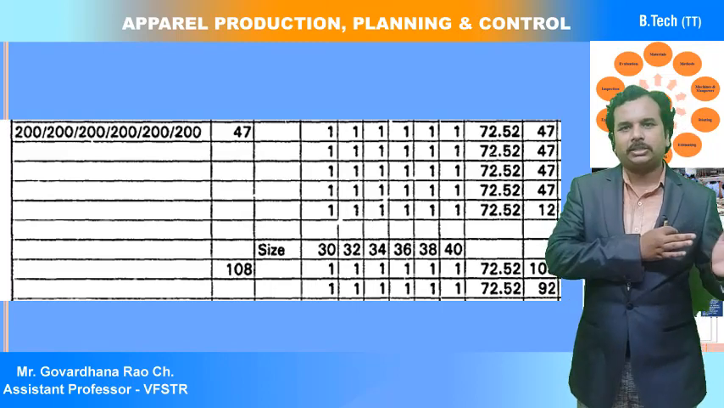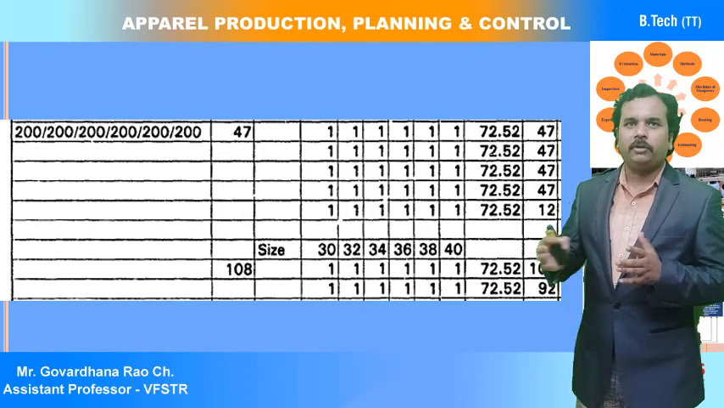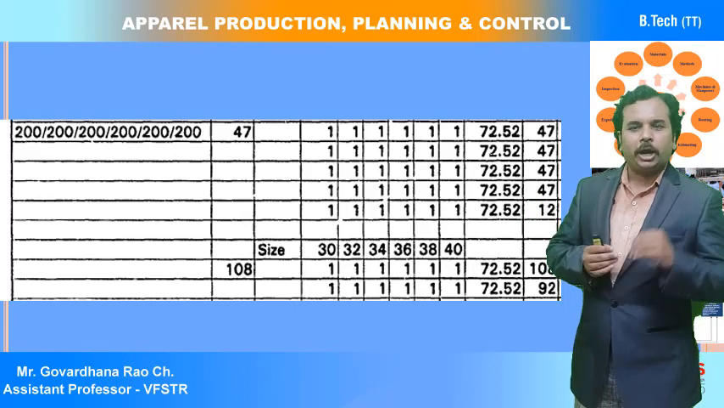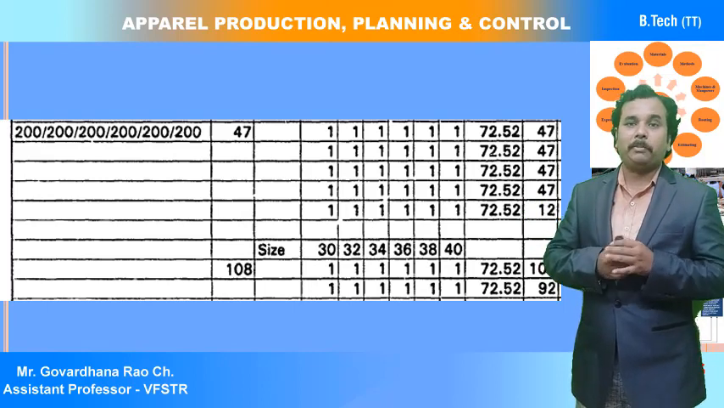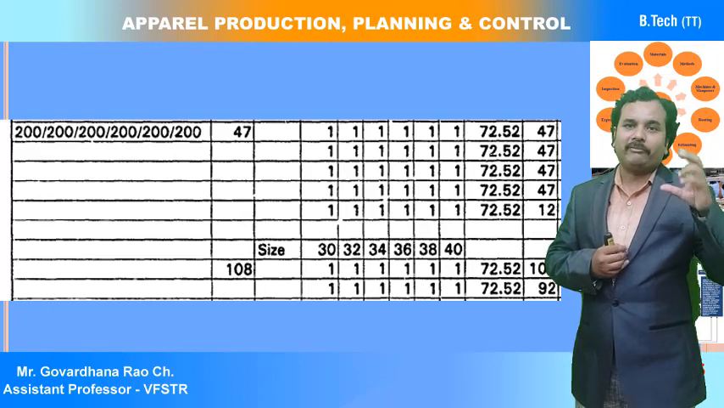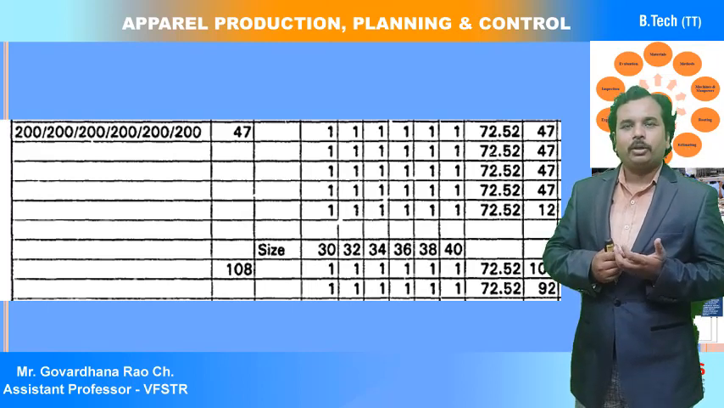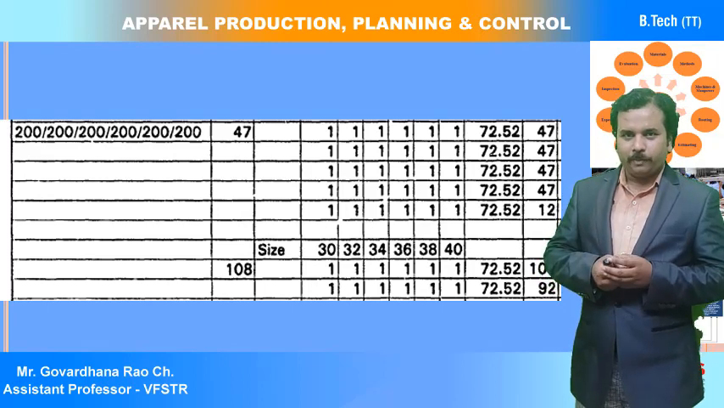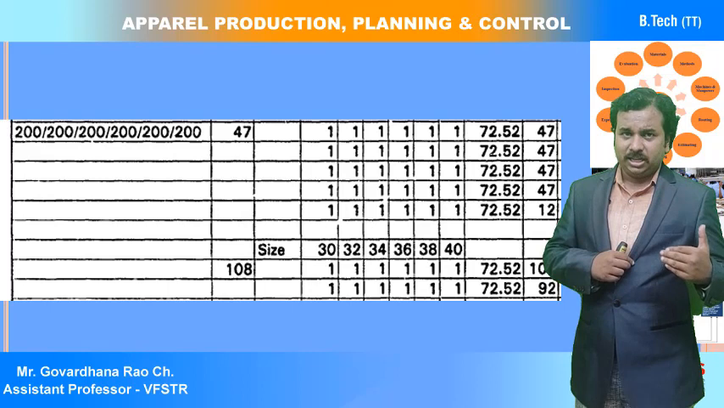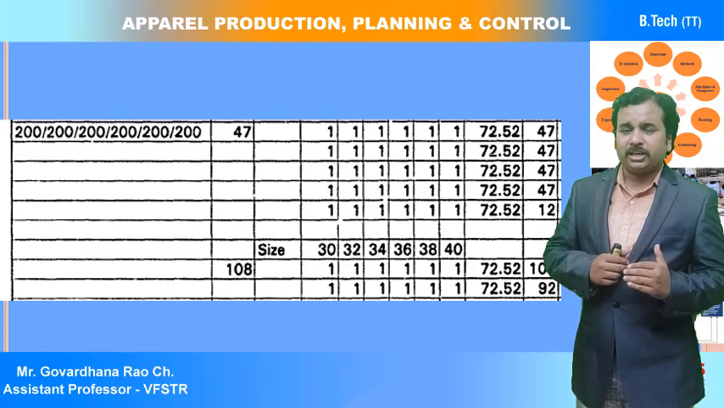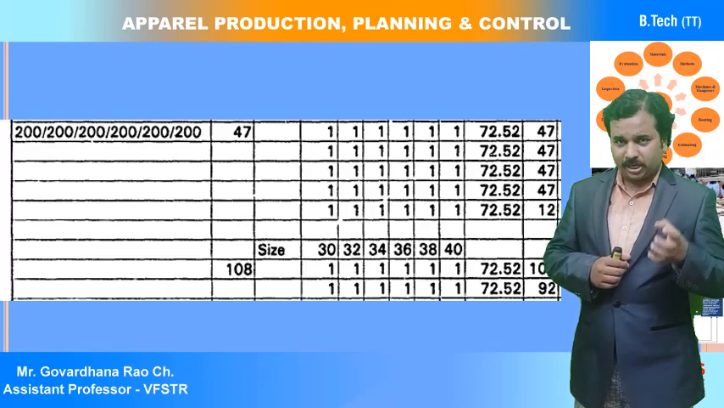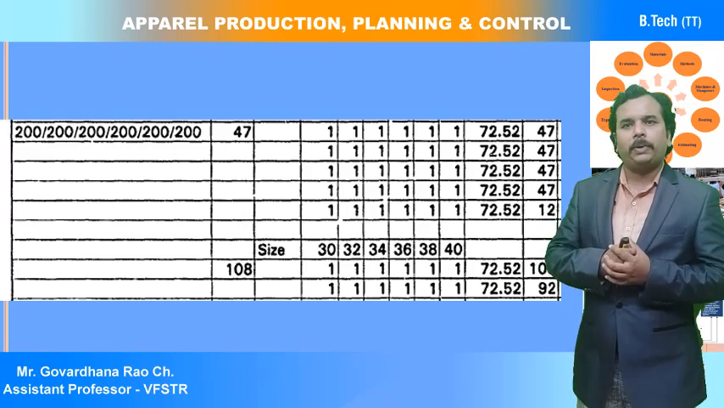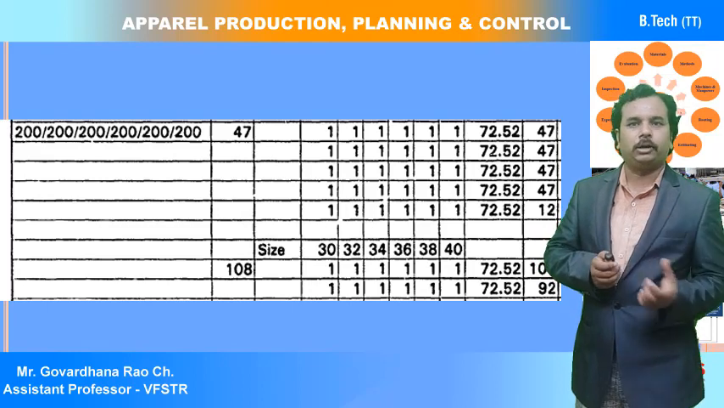If the ordered quantities are the same, 200, 200, 200 for different sizes, 30, 32, up to 40, you can see what the maximum availability is. You can go for 47 plies. So how many garments are going to be produced? For one particular size, 108 is the maximum. Then in that case, how can we complete your ordered quantities? So these are 2 plans given for a particular ordered quantity.